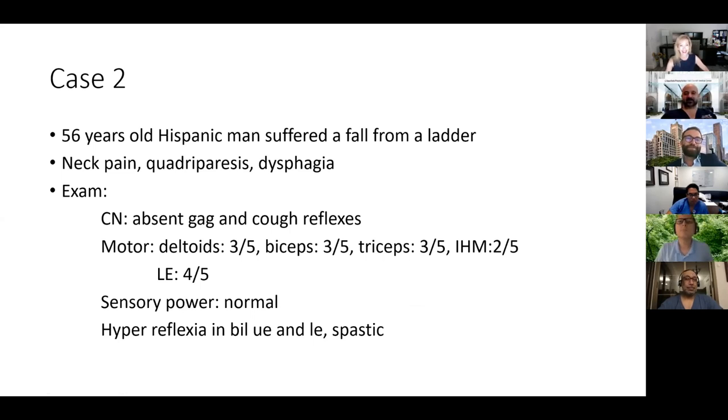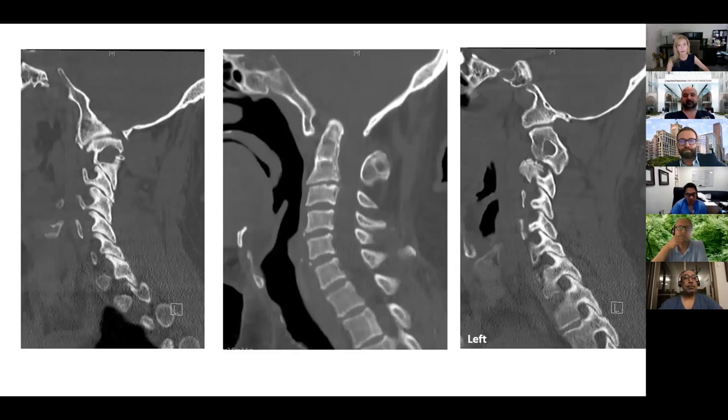This is a 56-year-old Hispanic man who suffered a fall from a ladder. He presented with neck pain, quadriparesis, dysphagia. Okay, dysphagia, not quadriceps. So it's more than a central cord. On exam, he had absent gag and cough reflexes. His motor strength was 3 out of 5 in the deltoids, biceps, and triceps, 2 out of 5 in the hand intrinsics, and then 4 out of 5 in the lower extremities. So weaker in the uppers than the lowers, plus absent gag and cough reflexes. He was also hyperreflexic in the upper and lower extremities and spastic as well. Since it was a traumatic case, that's the CAT scan that was obtained.